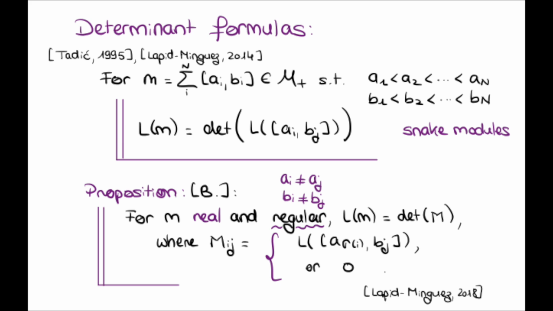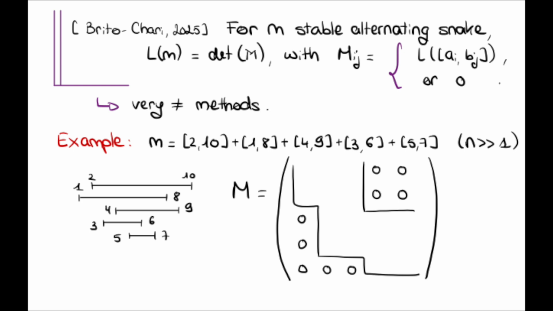And this is based on an alternating sum formula written by Lapid and Minguez. And since then, there has been some recent work of Brito and Chari for stable alternating snake modules. So it's another generalization of snakes, also with a technical definition that I'm not going to give. And they can also write the simple as a determinant with some zeros added in at some specific points. And that's a very different method than the one presented before.